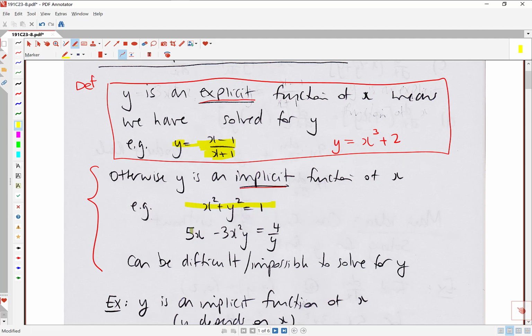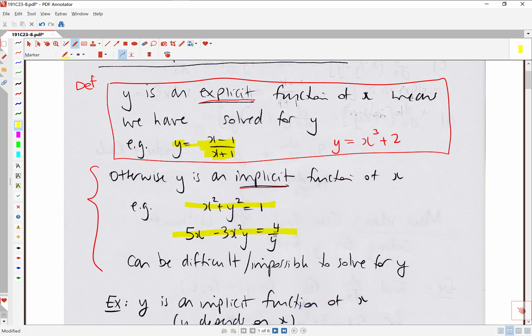And we could have more complicated equations that might even have more than one instance of y in it. So something like 5x minus 3x squared y equals 4 over y. Okay, x and y are related by an equation, so that means that y is a function of x. But because we do not have y solved for on the left side, it's not an explicit function of x. So we actually call it an implicit function of x in that situation.